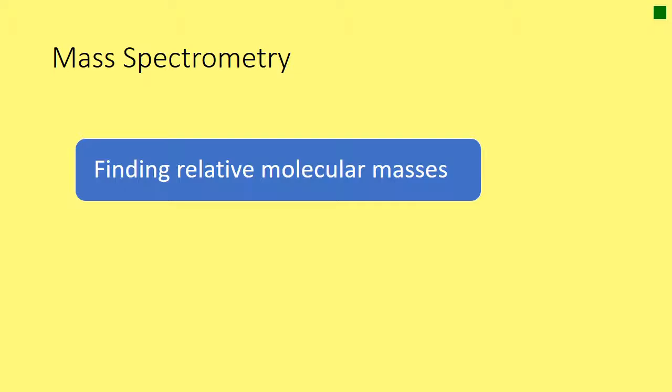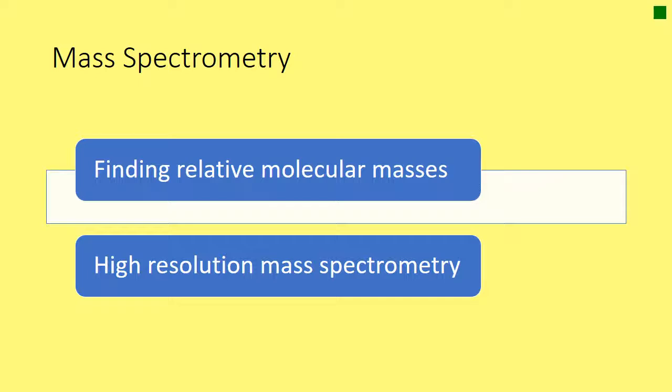Let's have a look now at what we need to learn for our spec. So we've got a couple of lesson objectives. First of all, we want to be able to find the relative molecular masses of organic molecules. And lastly, we want to have a look at high resolution mass spectrometry. That just means a little bit more precise measurements, and we're going to have a look at those two things.